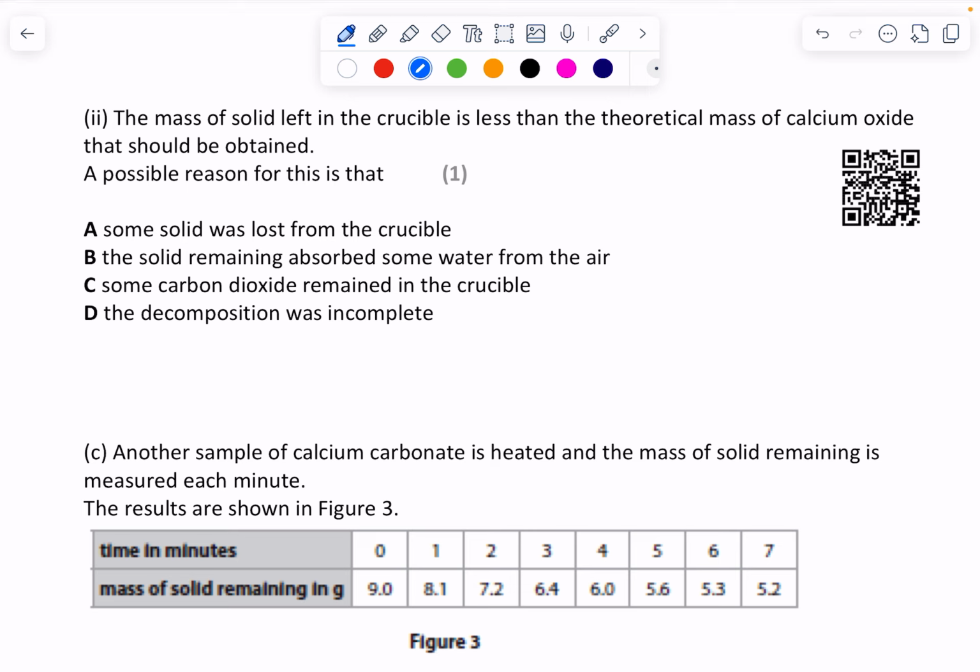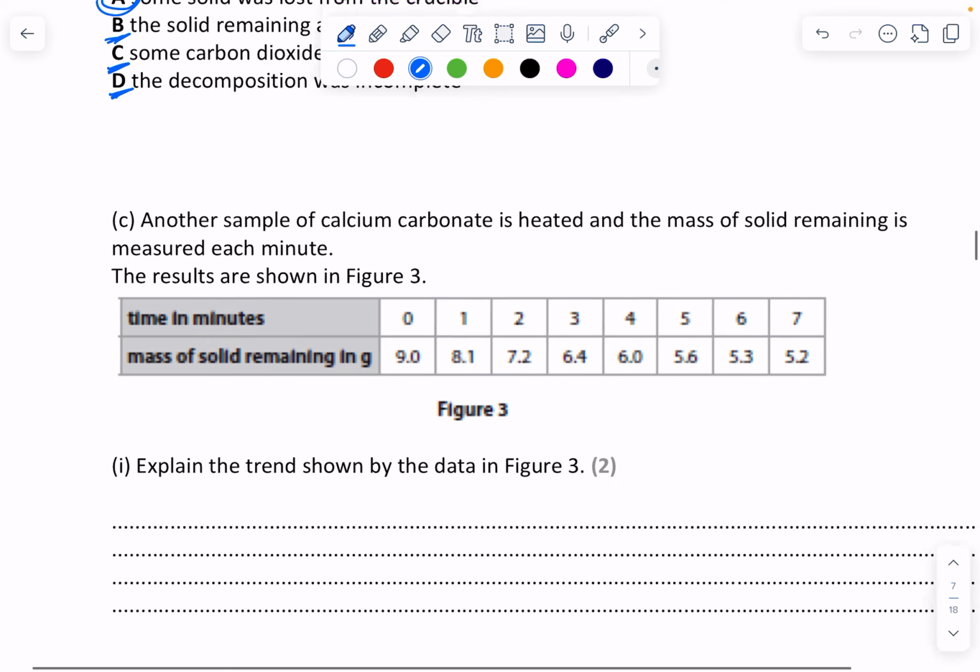I'm going to work my way up. So the decomposition was incomplete. We actually said up above that wasn't the case in the actual question. Some carbon dioxide remained in the crucible. That's not the case because the gas will escape. The solid remained absorbed from the water from the air. Not the case. So the only sensible option here is that some of the solid was lost from the crucible.